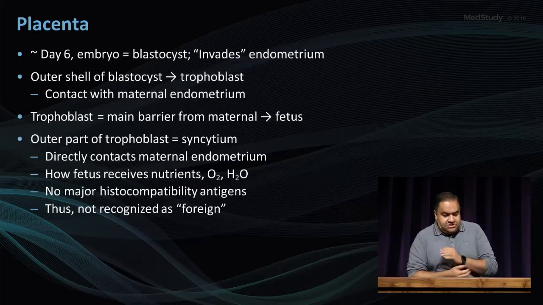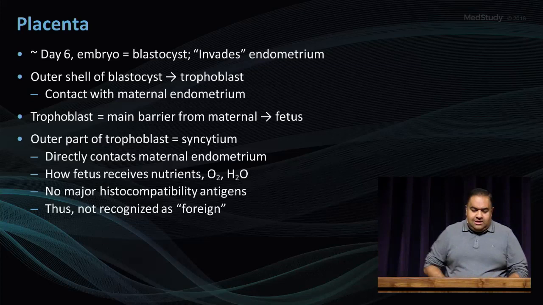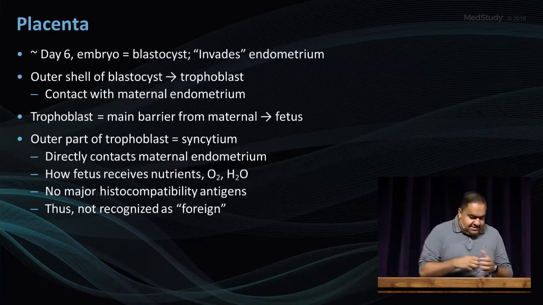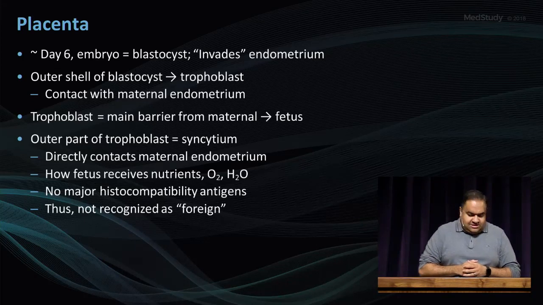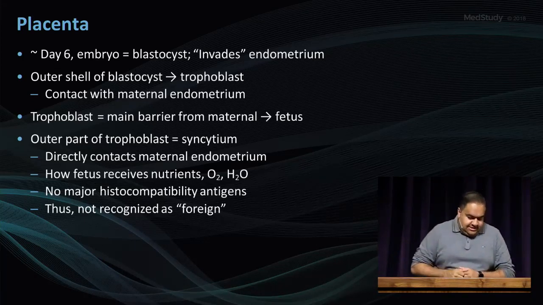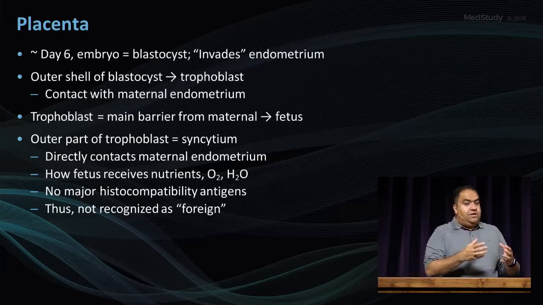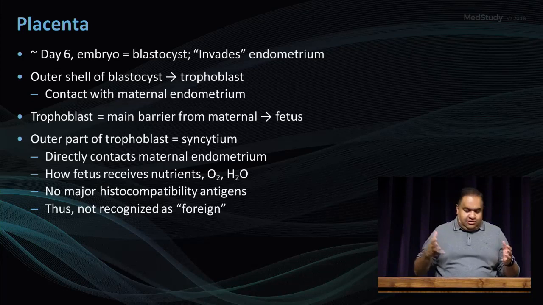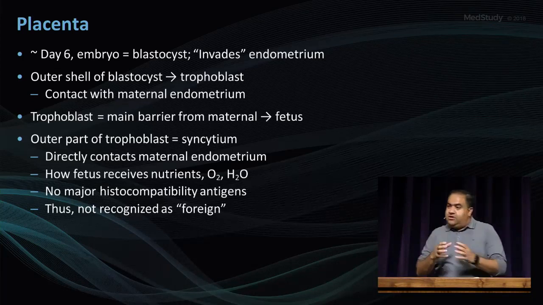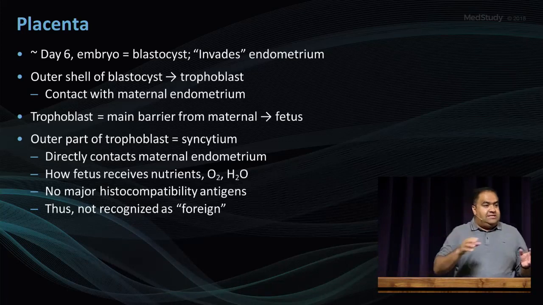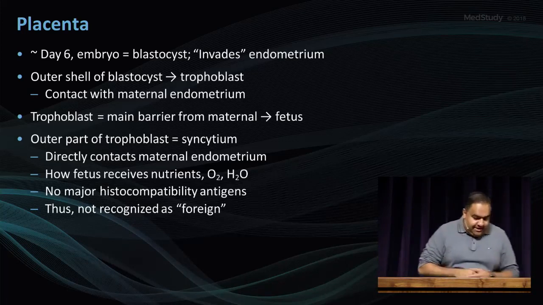All right, we're going to switch gears just a little bit and talk about the placenta. So remember day 6, the embryo hits the blastocyst stage. So you have a zygote, the zygote becomes a blastula becomes a blastomere, and then that starts to divide: 2, 4, 6, 8, 16, 32 cells. Once it hits 32 cells, that becomes a morula, and then the morula splits into an inner cell mass and an outer mass.